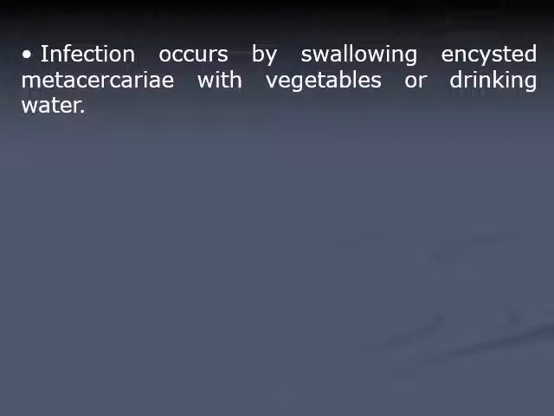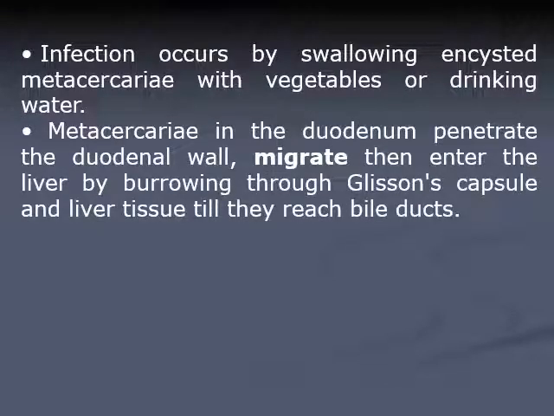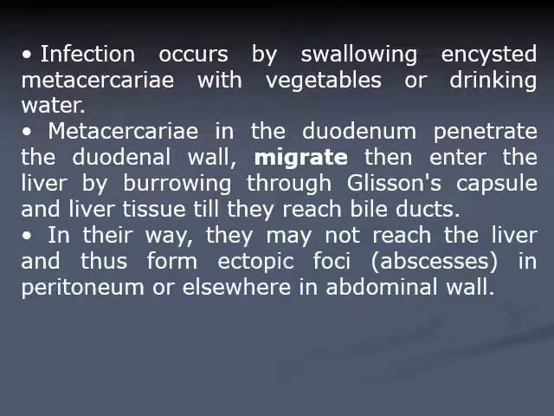Infection occurs by swallowing encysted metacercaria with vegetables or drinking water, same as Fasciolopsis. Metacercaria in the duodenum penetrate the duodenal wall. They migrate on the omentum, then enter the liver by burrowing through Glisson's capsule and liver tissue till they reach the bile ducts. So they can cause damage of the liver tissue while migration.